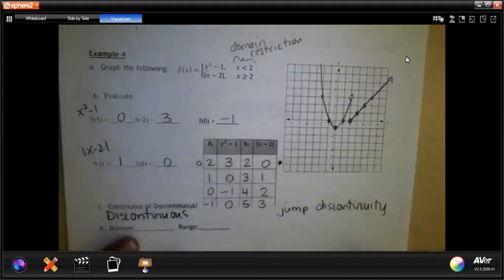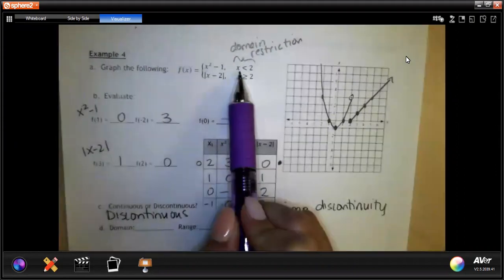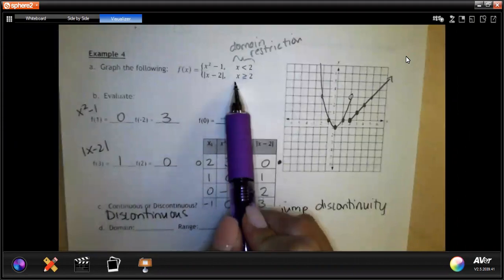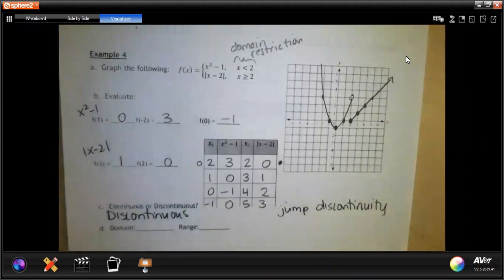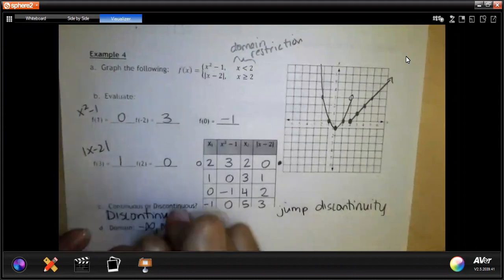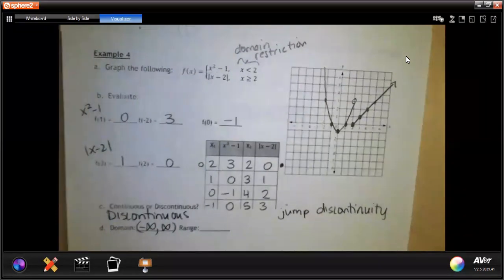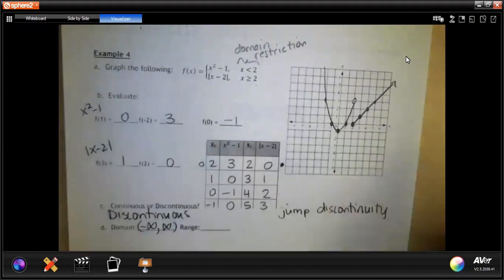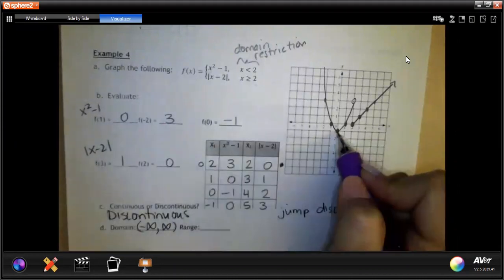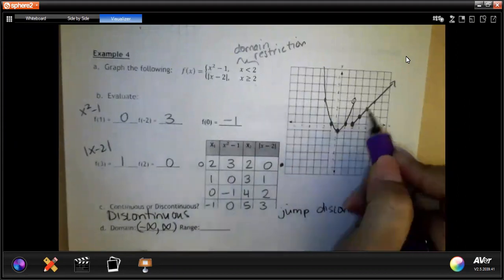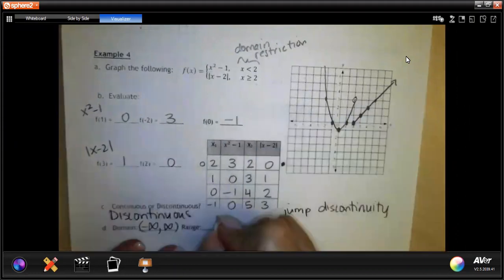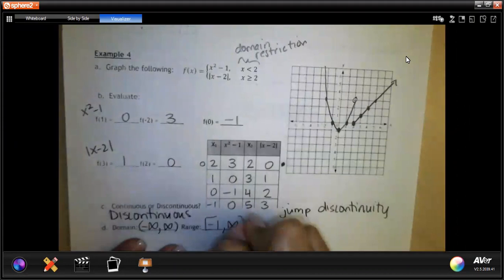All right, for our domain. Right here, we said we used this graph when x was less than 2, and we used this one when x was greater than or equal to 2. That includes all of the points. So our domain is from -infinity to infinity. It sees every point to the left and every point to the right. For our range, it starts right here and then goes up forever. Every y value above this one is represented. Yes, there's other ones over here, but you don't have to repeat them. So this would start at -1 and go up to infinity.